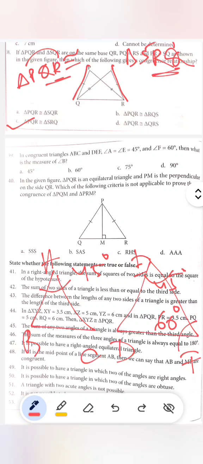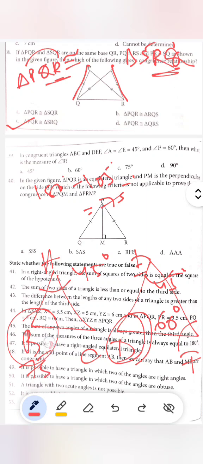Triangle ABC congruent, then DEF or EDF. EDF it should be. So angle A is equal to angle E. F is equal to 60 degree. First of all, what is the third angle, angle D? It will be how much? So 60 plus 45 is equal to 105 degree. So 180 degree minus 105 degree, that is equal to 75 degree. Correct. So if it is 75 degree, then angle B will be 75 degree, because angle B will be equal to angle D. Correct.